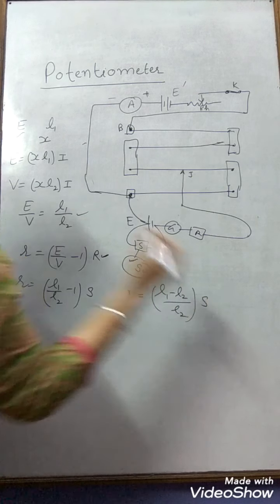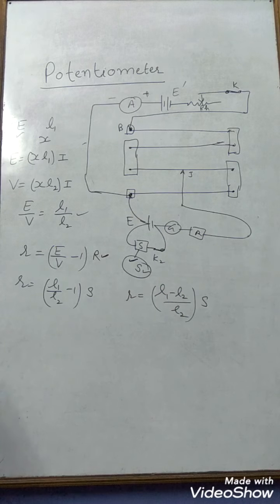L2 into S. So this is the potentiometer setup which is used to measure the EMF of an unknown cell, compare the EMF of two cells, and to find the internal resistance of the cell. So this is for the theory part of this.